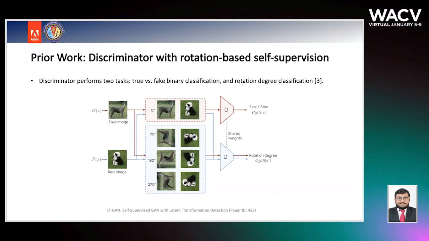Most of the prior work has focused on using a limited set of certain predefined augmentations or transformations in order to define the self-supervised task. As shown in the figure, here is SS-GAN, which uses a rotation-based self-supervision loss.